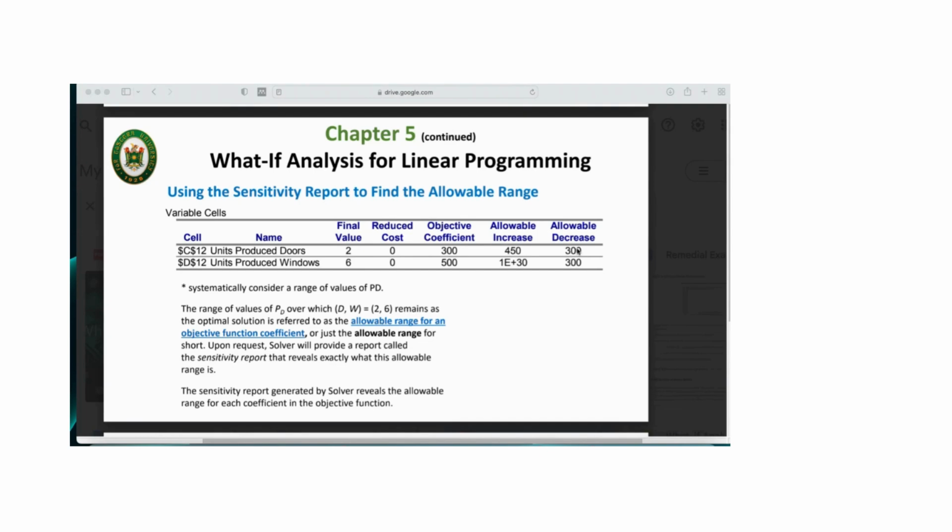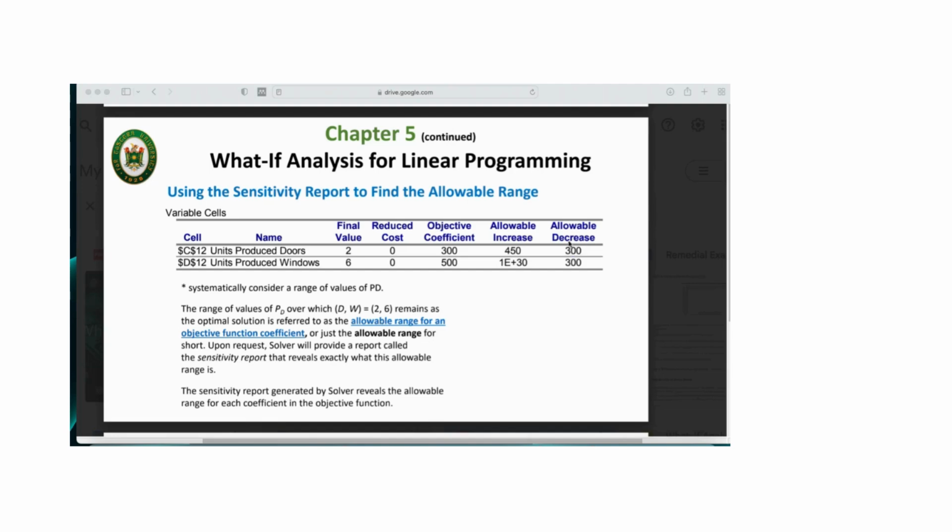On the other hand, the allowable decrease is 300. So if 300 will decrease by 300, this will become 0. What happens to the optimal solution 2 and 6? It will still be the same. It's still optimal at the 2 and 6 combination. Why? Because we did not violate the allowable decrease.